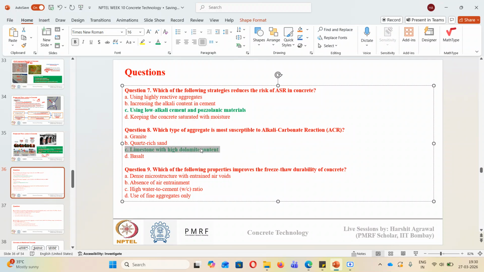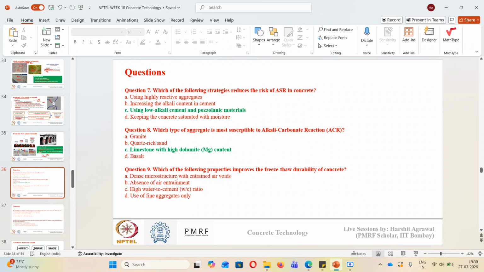So we have seen that dolomite is an ore of magnesium. So magnesium, when it is present inside aggregate, can react with the alkali ions to form magnesium hydroxide, which is expansive in nature, which will cause cracking in concrete.